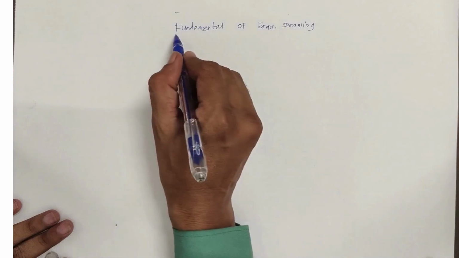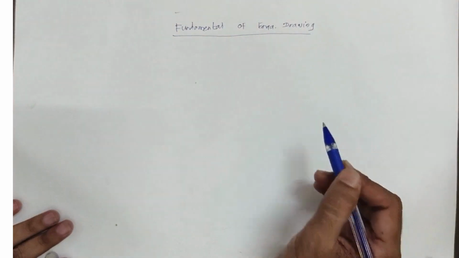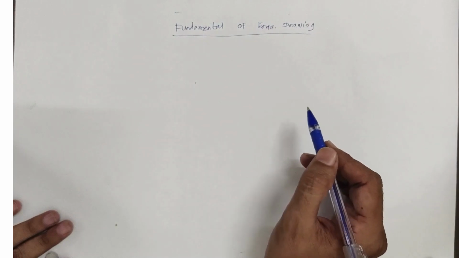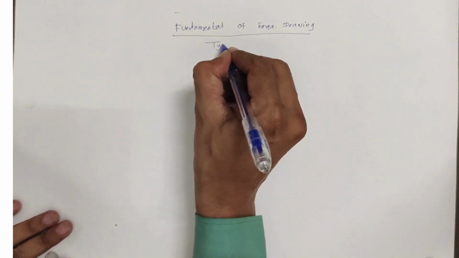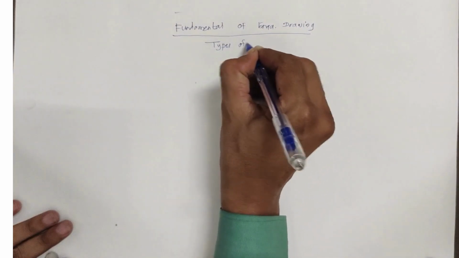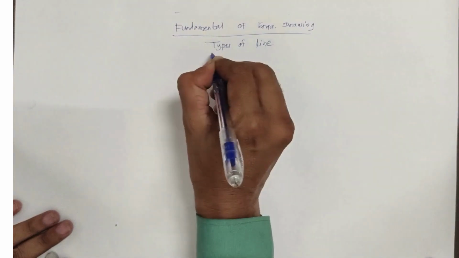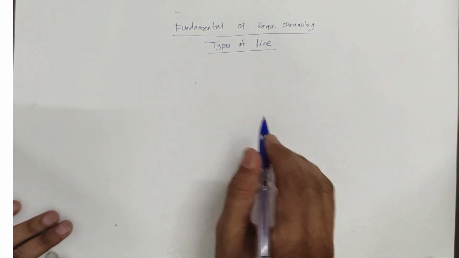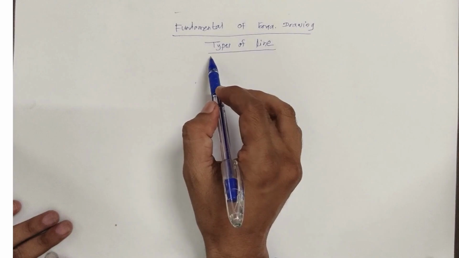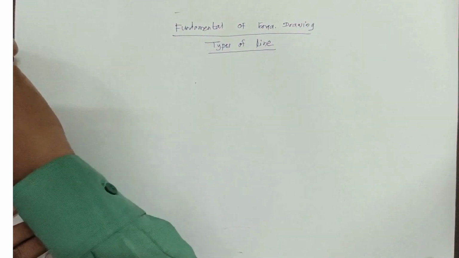Today, we are going to learn fundamentals of engineering drawing. In that, first we will learn types of line. Before going to the engineering drawing syllabus, types of line is very important.